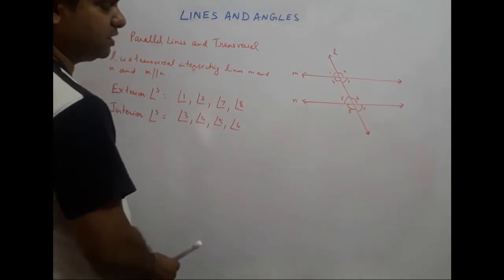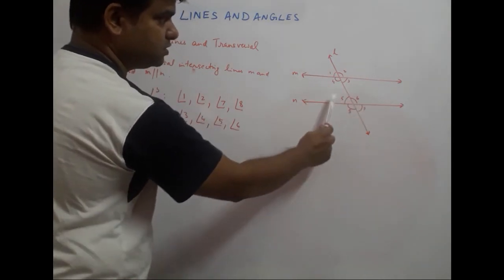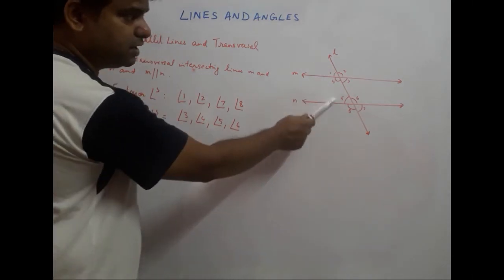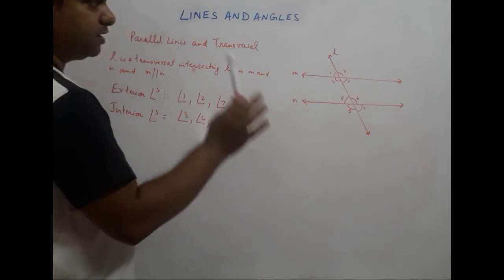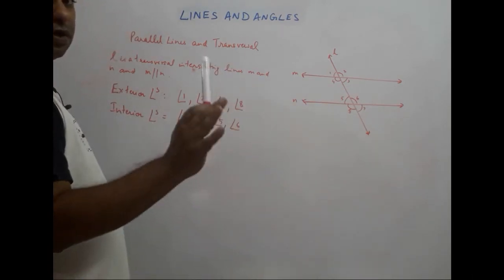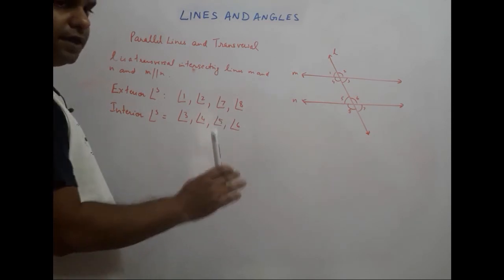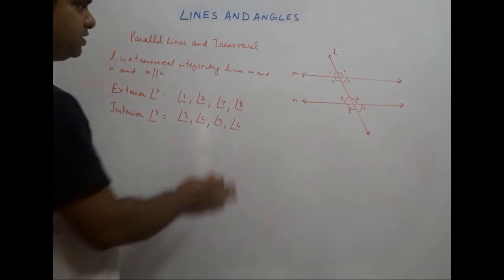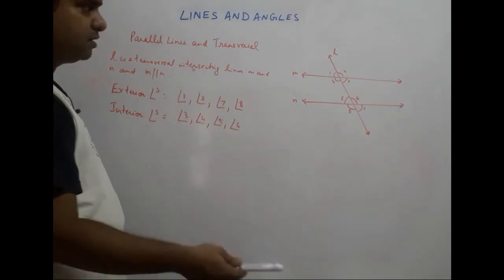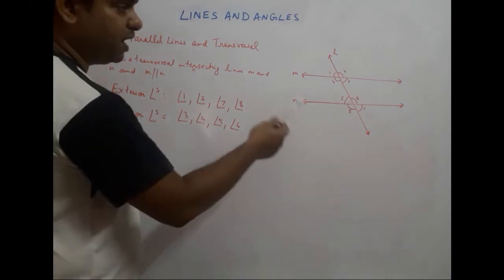These are exterior angles. That means whatever falls outside the two lines, whether or not these lines are parallel. When a transversal intersects, it doesn't mean that it has to always intersect two parallel lines. It can intersect any two lines, but over here I have taken two parallel lines so that I can explain the next few types of angles and their relationships.